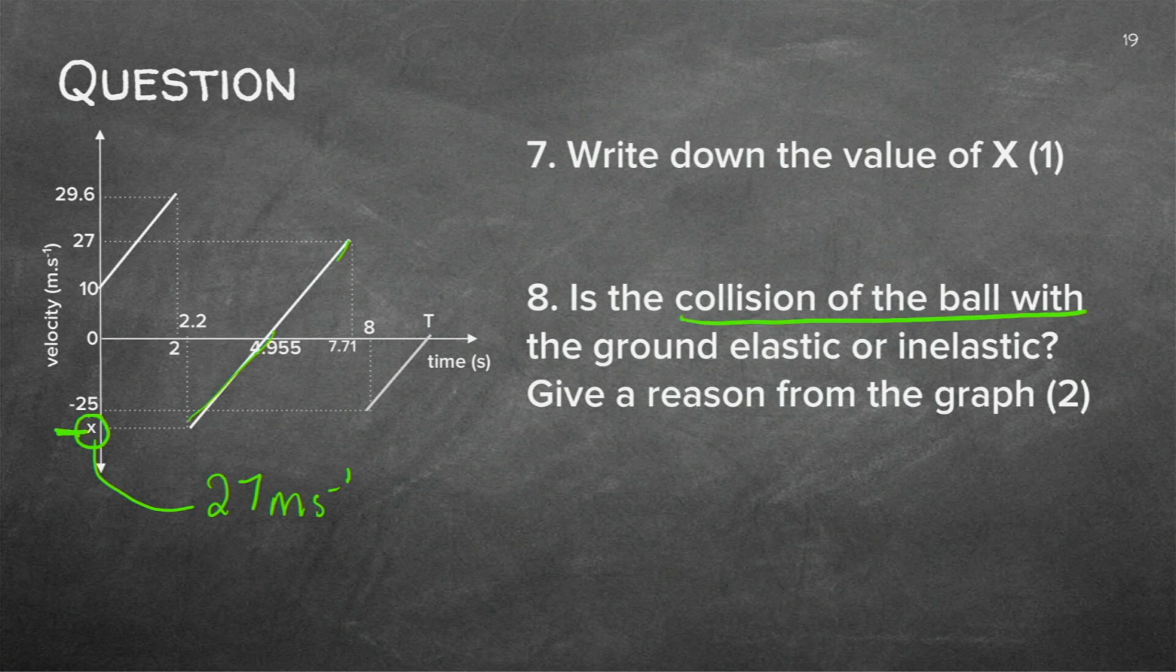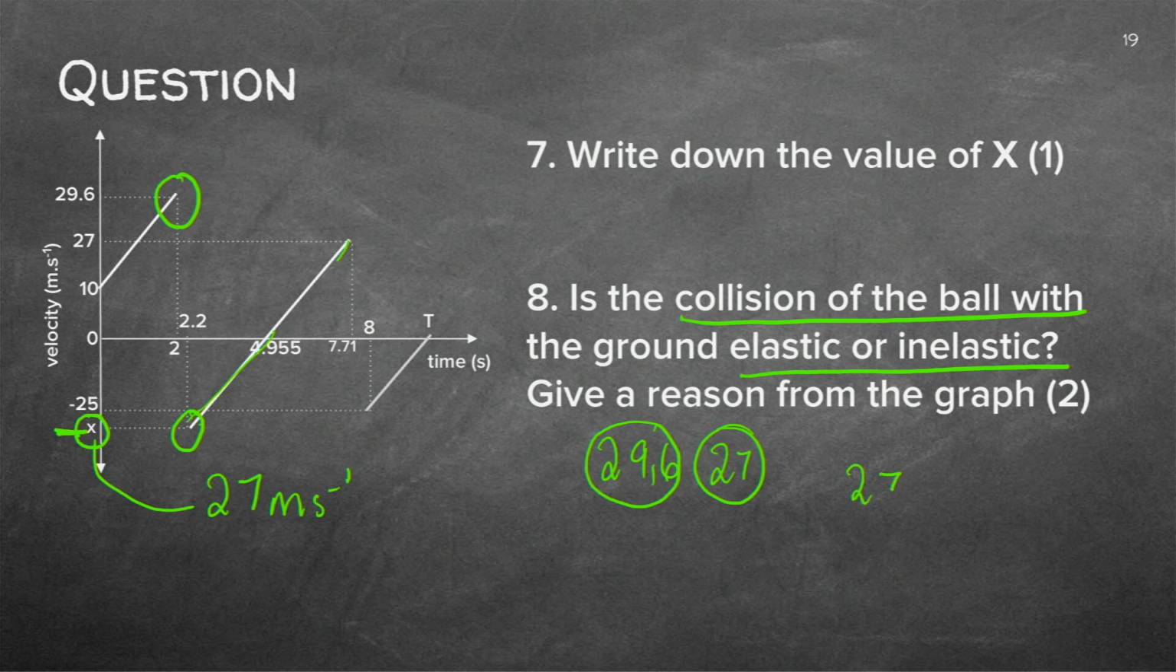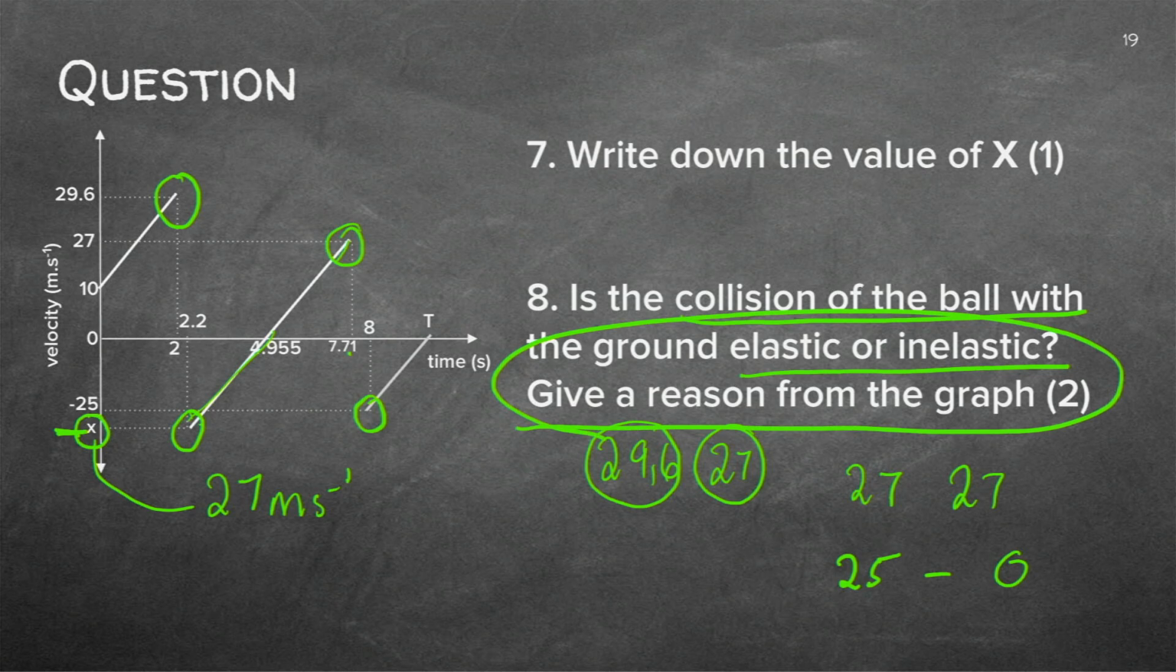Is the collision of the ball elastic or inelastic? I think we've done a few of these now. You can see here, it went in with 29.6, it went out with 27. It's not the same velocity. So the kinetic energy will be different. It went in here with 27, it went out at 27. So that went much better. And can you see here, it went in with 25 and it stopped. So it has an inelastic collision because there's a loss of kinetic energy.